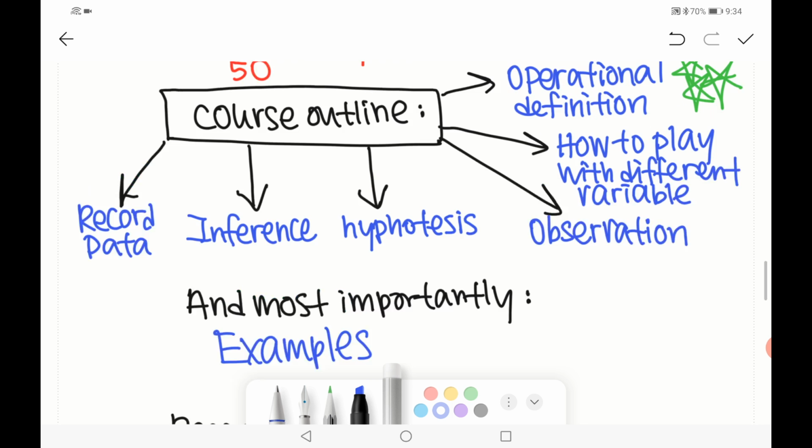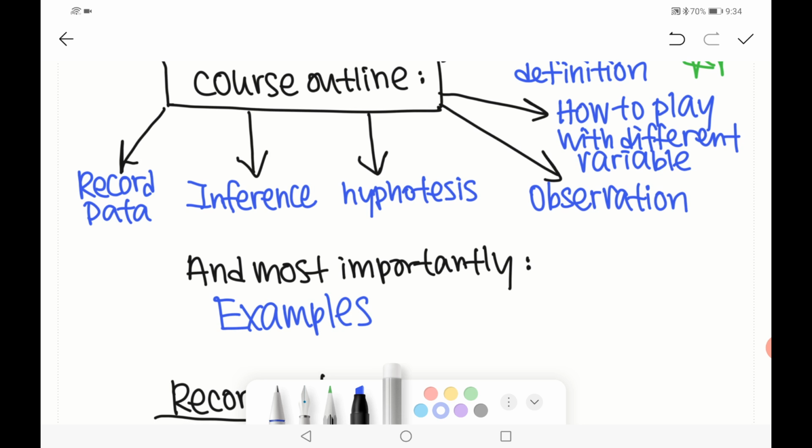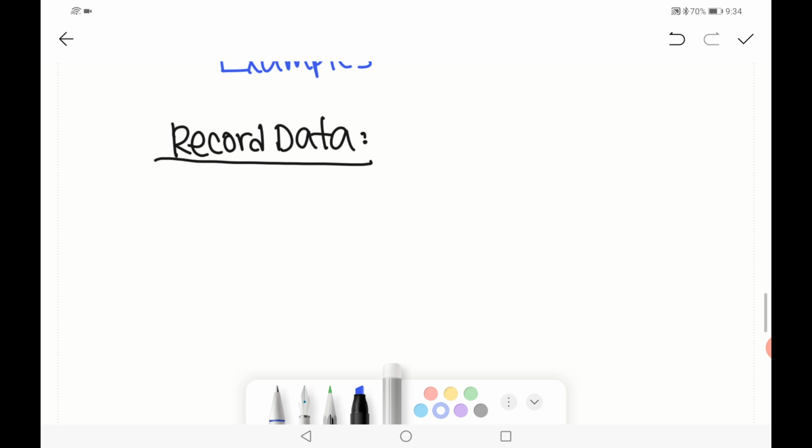Okay, without further ado, let's start with the first part. I will combine some of the concepts and some of the exercises so you can see directly the concept we learn and how to apply it. So the first part that we need to talk about today is called record data.